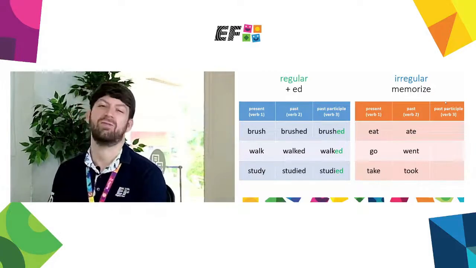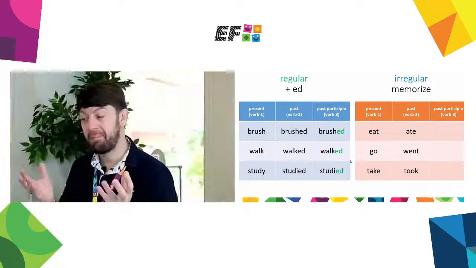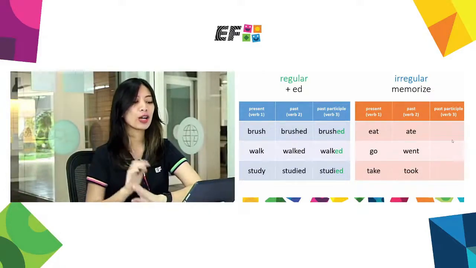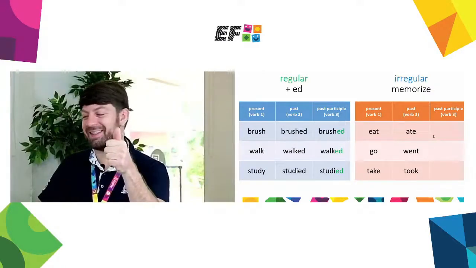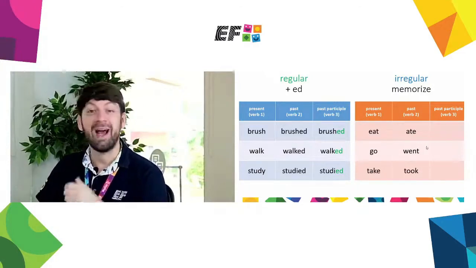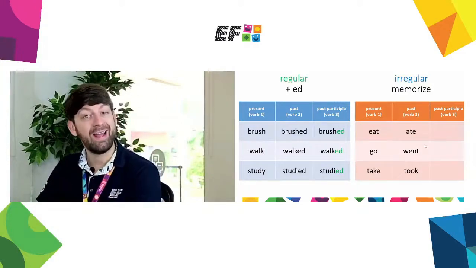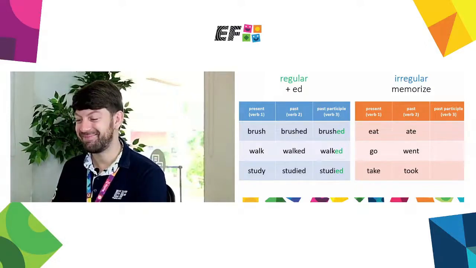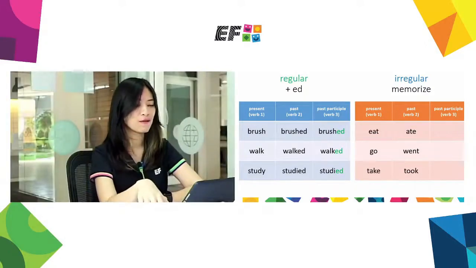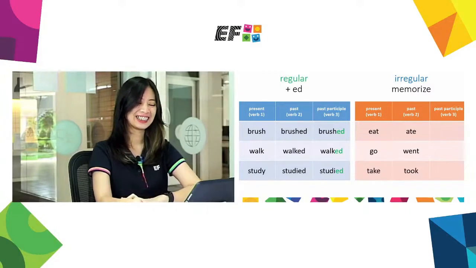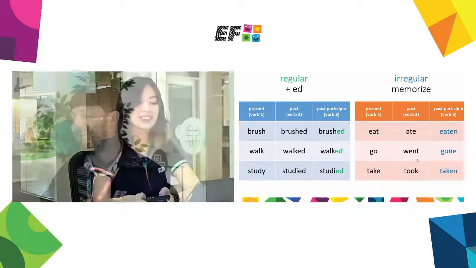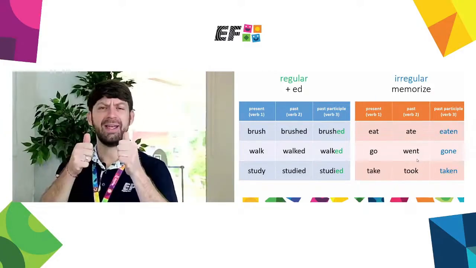And take becomes? Took. Took, that's right. Ooh, ada yang tahu verb 3-nya? Eat. Verb 1, eat. Oh, we're getting lots of messages. Yes, eaten. Good job. Nice. Then we have go. Went. And then? Gone. Very good. And take. Took. And then? Taken. Yeah, well done. Lots of you getting it correct.